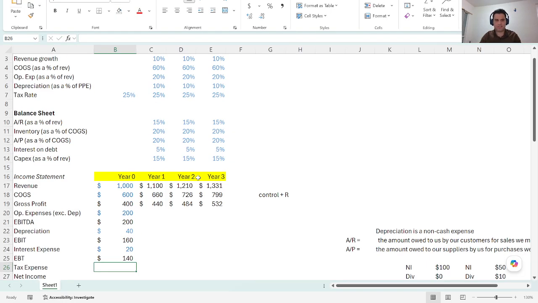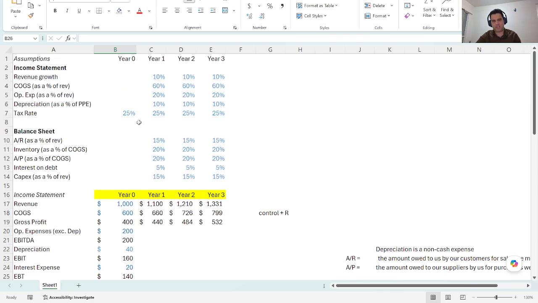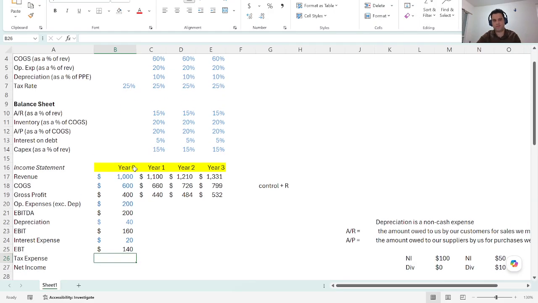The tax rate is given as 25%, and that's constant across the next 3 years. So our tax expense is always calculated as a percentage of earnings before tax. So we do the earnings before tax multiplied with the tax rate to get our tax expense. So our net income is going to be earnings before tax minus the tax expense.